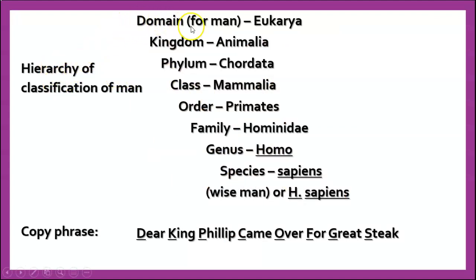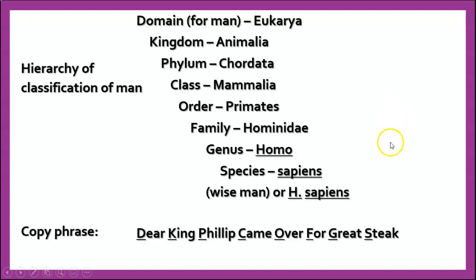There is a larger category now called domain, and we'll talk about that in the next set of notes. Okay. The domain for man is Eukarya, kingdom Animalia, phylum Chordata, class Mammalia. So far we're the same as the bears and the fox. Order Primates, that's different. The family is Hominidae, and the genus is Homo sapiens, or H. sapiens is the way to write it. Okay, Homo sapiens means wise man. The person who came up with this thought we were very wise, and we're not all wise, but that's okay.